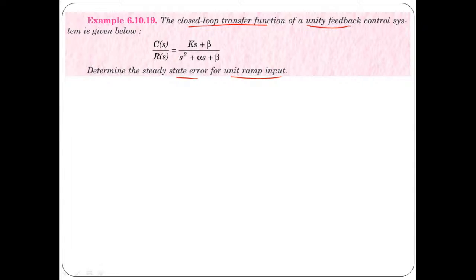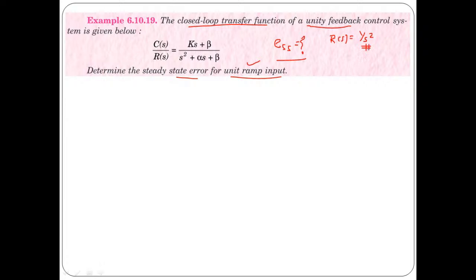So here the closed loop transfer function is given to us for a unity feedback control system, and our objective is to determine the value of steady state error. That means we need to calculate the value of ESS for a unit ramp input signal. That means the value of R of s is going to be unit ramp. So in case of unit ramp, it is going to be 1 by s square.